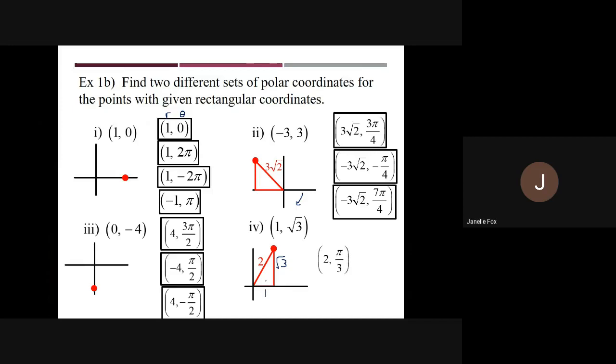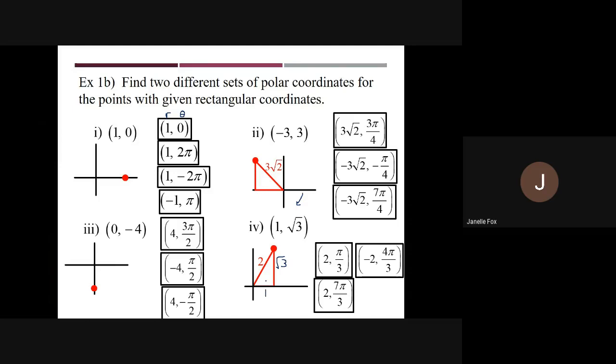So I could do the straight up version of 2, pi over 3. I could do a 4 pi over 3 and then walk negative 2 steps. I could do a 7 pi over 3, which would be more than 1 time around, and walk 2 steps. And I'm sure there's other options out there. So look at all these beautiful, gorgeous coordinates.